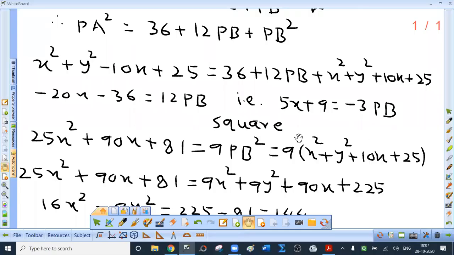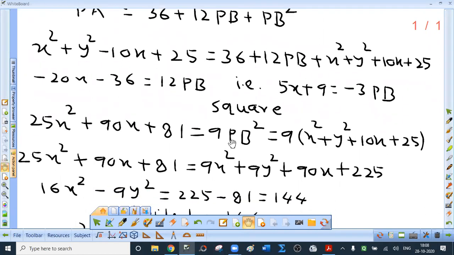Okay, so if you substitute, you get what? 5x plus 9 equal to minus 3PB, right? How come? See, actually you get minus 20x minus 36 equal to 12PB. Why square this? First divide by minus 4. Now square. Again replace PB square by this.